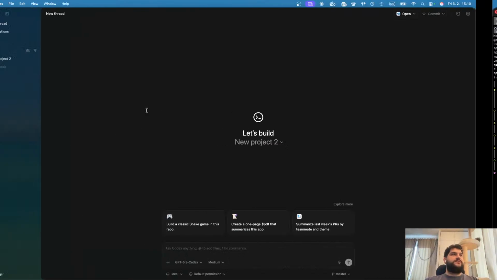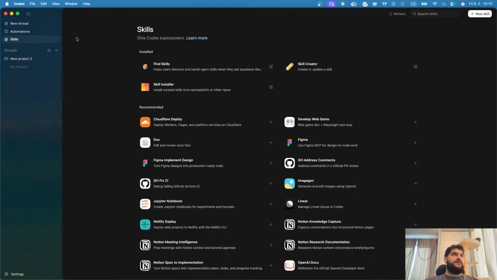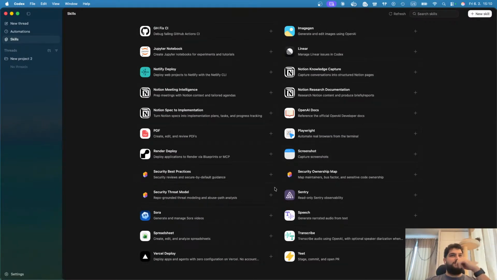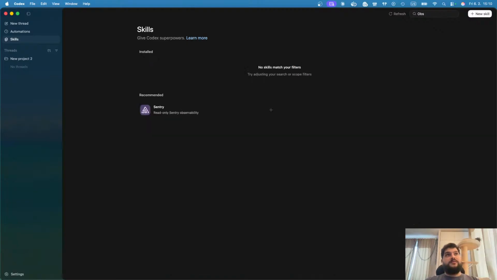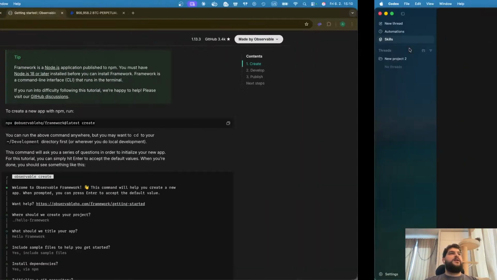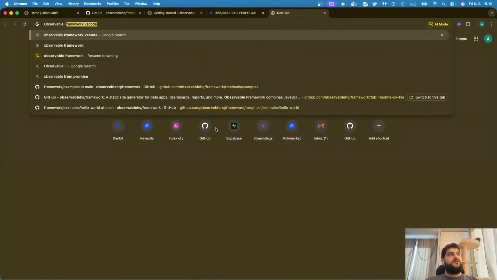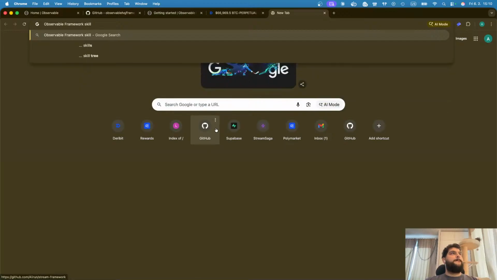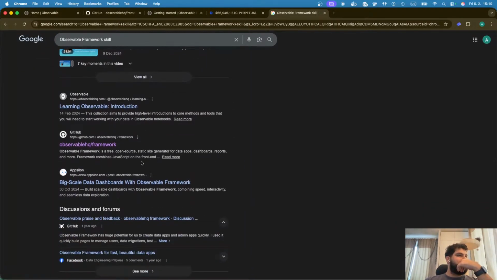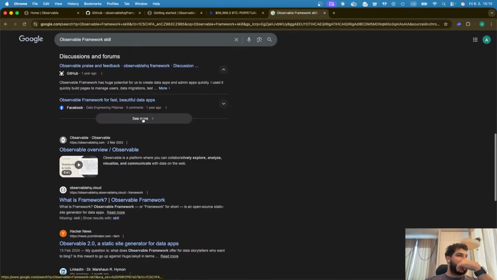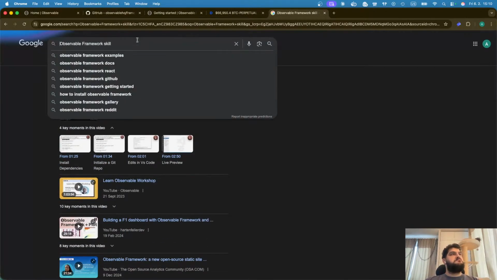And oh yeah, let's figure out if there is a skill for that. There is a UI for skills here, which is really cool. Let me write observable here. Nothing here, so let's try maybe like this: observable framework skill.